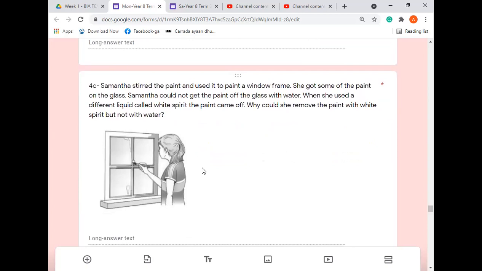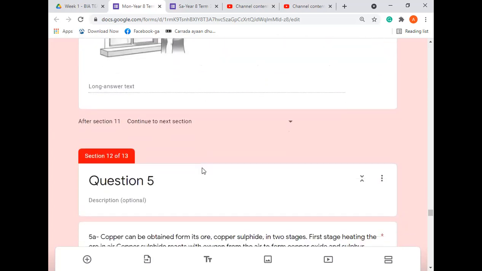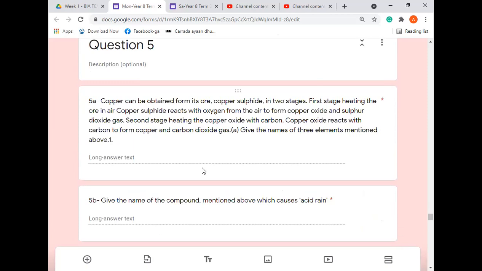Question 4C. Samantha stirred the paint and used it to paint a window frame. She got some of the paint on the glass. Samantha could not get the paint off the glass with water. When she used a different liquid called white spirit, the paint came off. Why could she remove the paint with the white spirit, but not with water? That's the question.